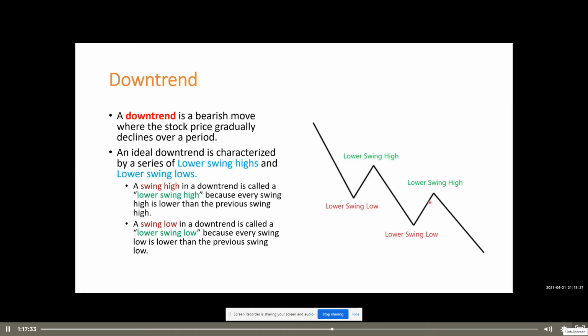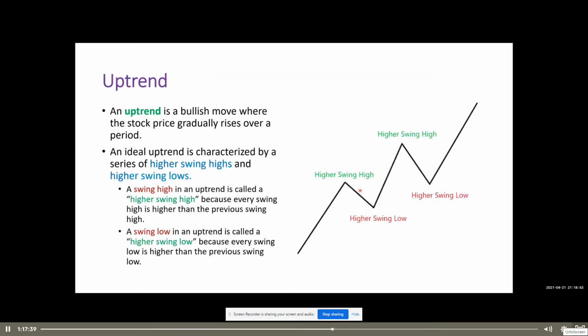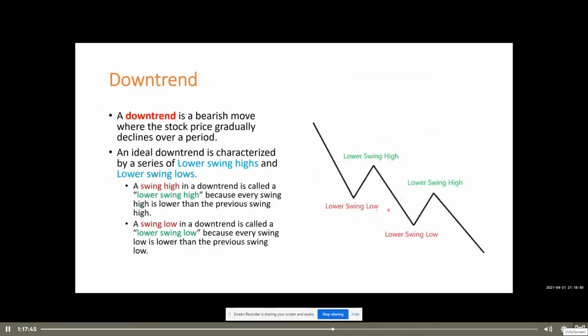So this is something that you need to keep an eye on, and we'll look at stock charts later, but this is another important concept. For swing highs, you want to make sure that every swing high is formed higher than the previous swing high, and every low is formed above the previous swing low. And the opposite is true for downtrends as well, right? So does everyone understand what an uptrend and a downtrend is? Basically, the stock moves up over a period of time, that's an uptrend. The stock moves down over a period of time, that's a downtrend.